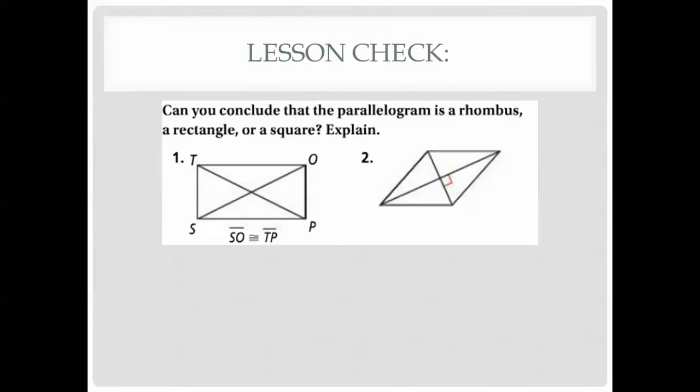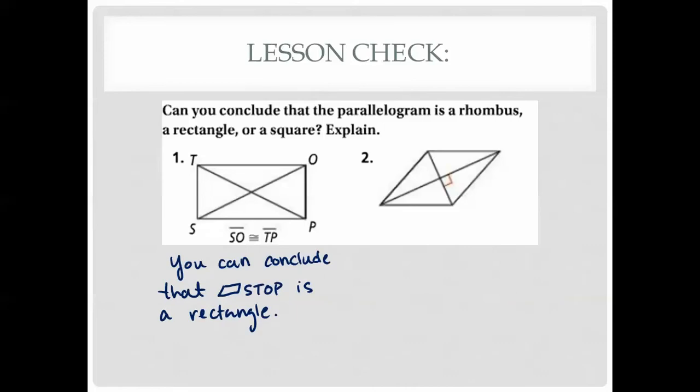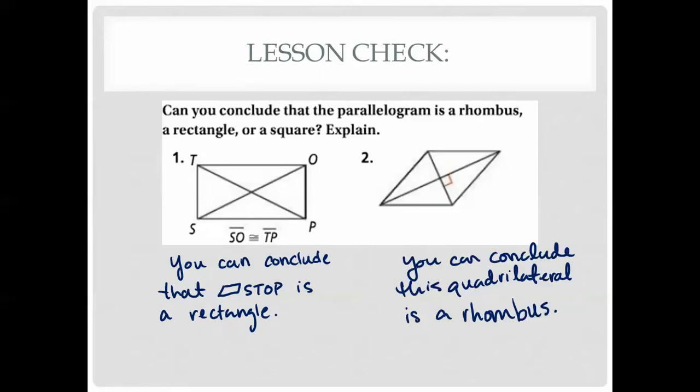Okay, let's see how you did. Number 1, yeah, you can conclude that parallelogram STOP is a rectangle because the diagonals are congruent. Number 2, you can conclude that it's a rhombus because the diagonals are perpendicular.